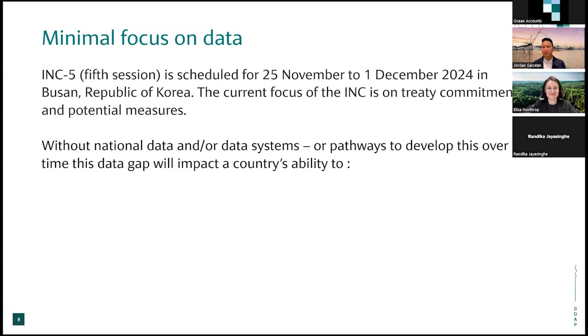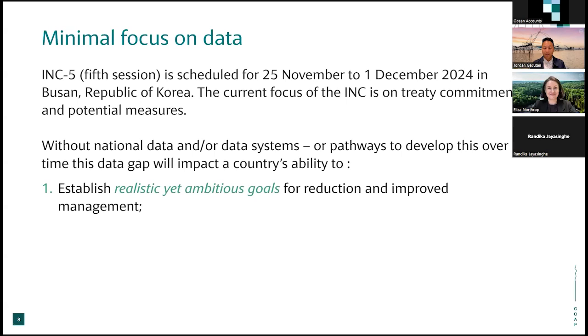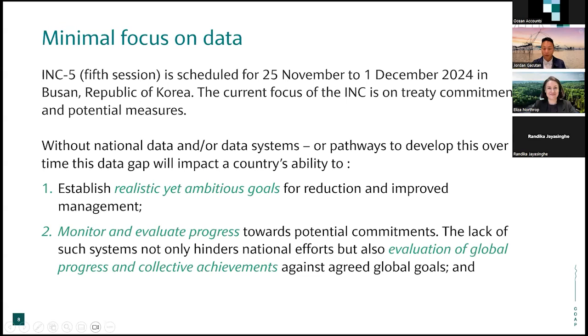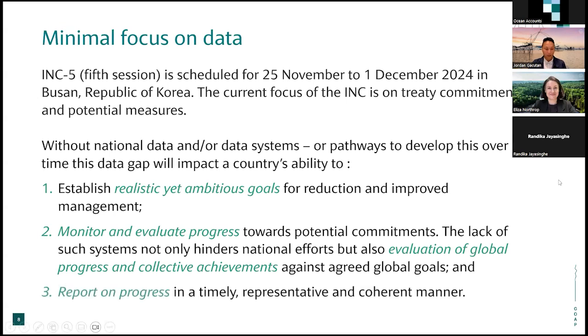But at the moment, there's not that much focus yet on data. Without national data or the data systems or the pathways to develop these systems over time, that will really impact any country's ability to establish realistic yet ambitious goals for the reduction and improved management of plastics. It'll reduce the ability to monitor and evaluate progress towards these potential commitments. And it'll also hinder the effort to evaluate global progress and the collective achievements of the global community towards these goals. And finally, if you don't have a data system or national data in place, it'll be difficult to report on progress in a timely, representative, and coherent manner.